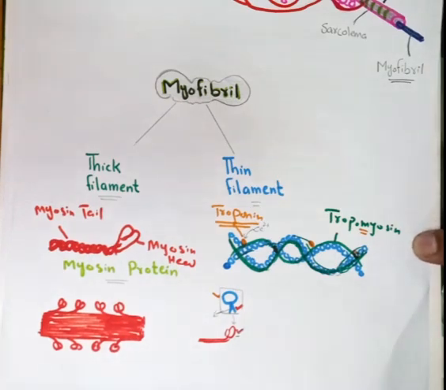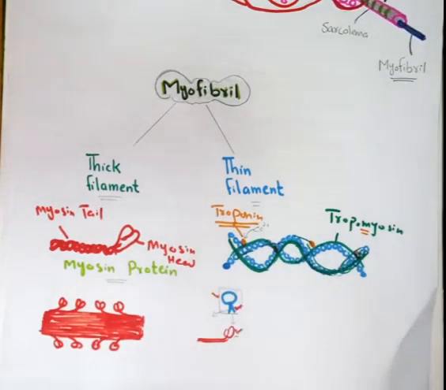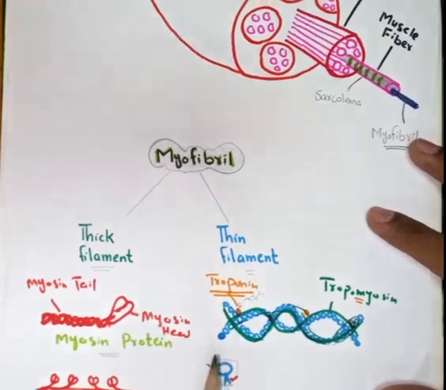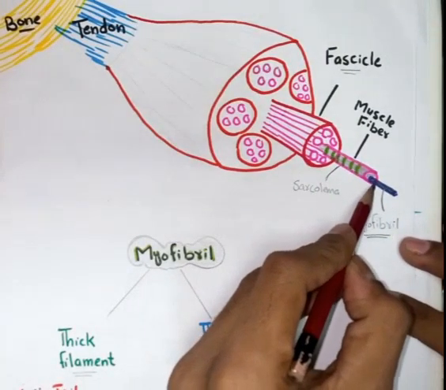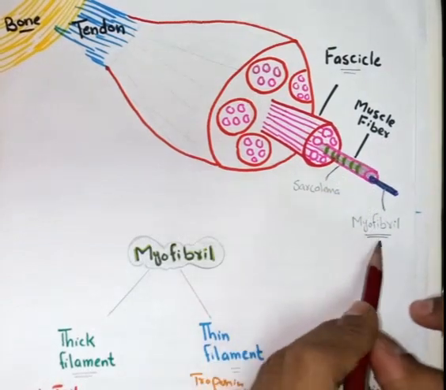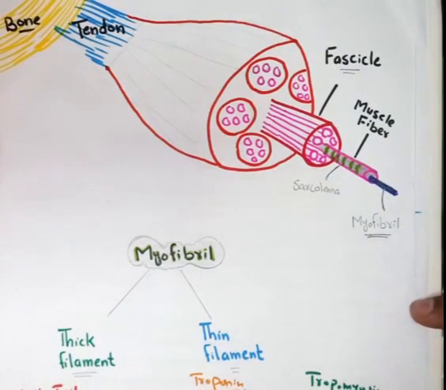Okay, so stay with me. So this was basically all about the structure. These proteins, actin in the thin filament and myosin in the thick filament, are present in the muscle fiber or muscle cell, and they are basically called myofibril.